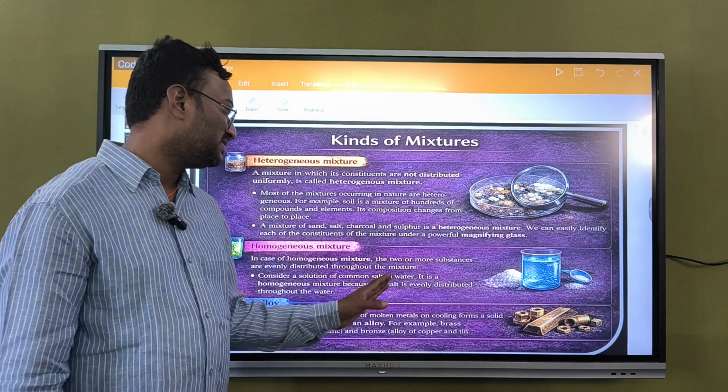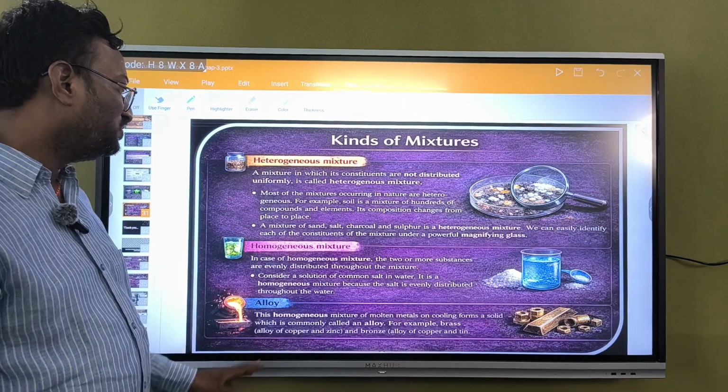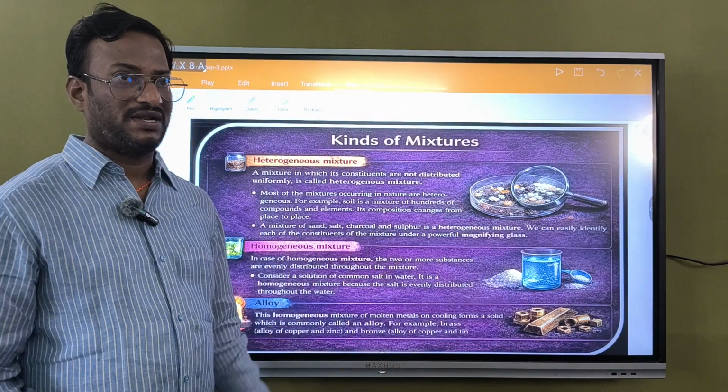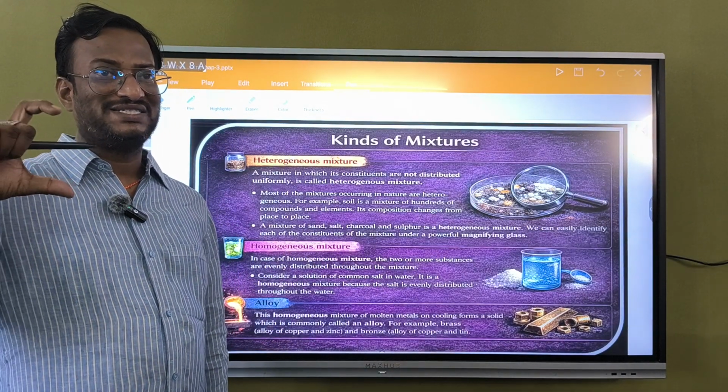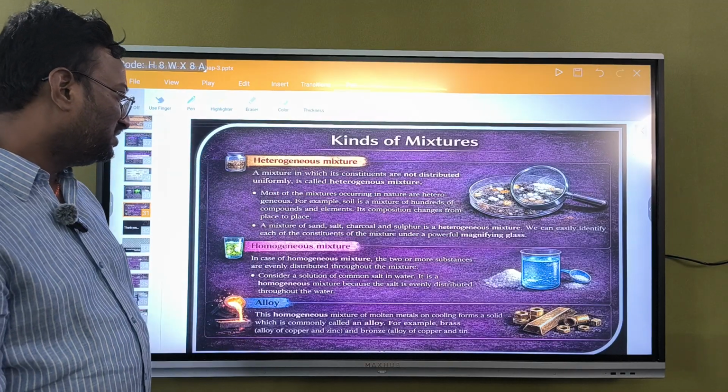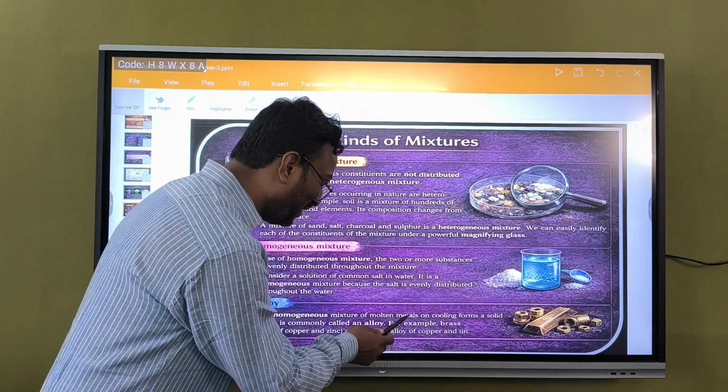Consider a solution of common salt in water. It is a homogeneous mixture, because the salt is evenly distributed throughout the water. We cannot get separate layers of salt and water here. Alloy is a homogeneous mixture of molten metals.